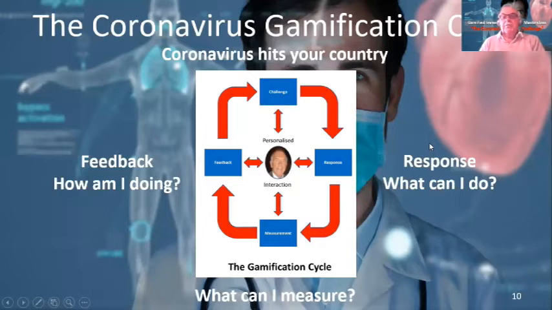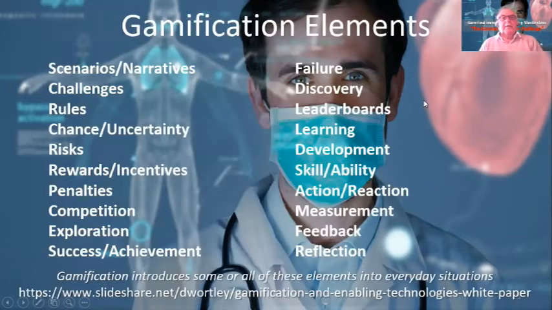Well, in the early stages of coronavirus, many people didn't need to do anything because the game rules hadn't been established, the outcomes hadn't been established. There was no real way of measuring what was happening. And so this gamification cycle has been developing and evolving as time goes by. So as time goes by, there are new challenges, there are new responses required, there are new ways of measuring the outcome of that response and of providing feedback to the people who are involved in playing this game.